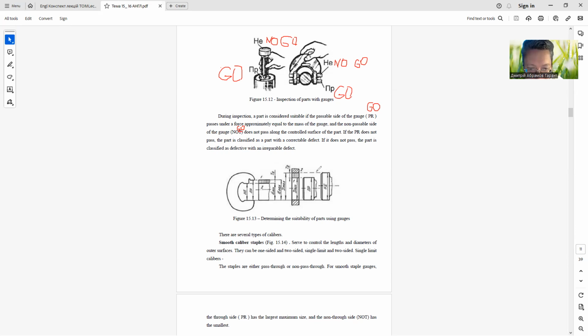There are several types of gauges. Smooth gauges, staples, serve to control the lengths and diameters of outer surfaces. They can be one-sided and two-sided, single limit and two-sided limit.